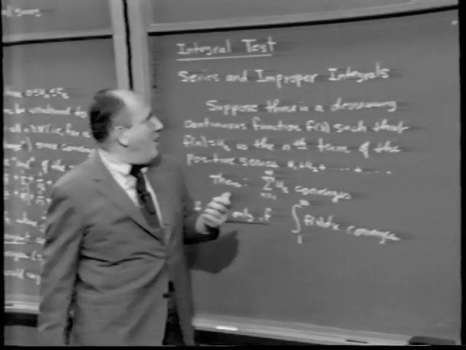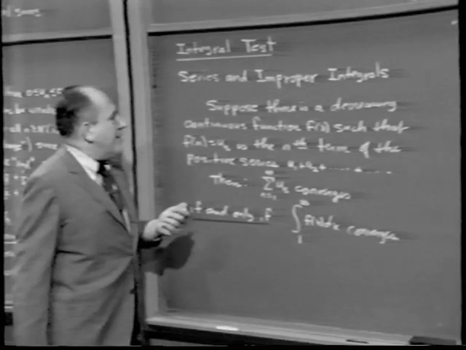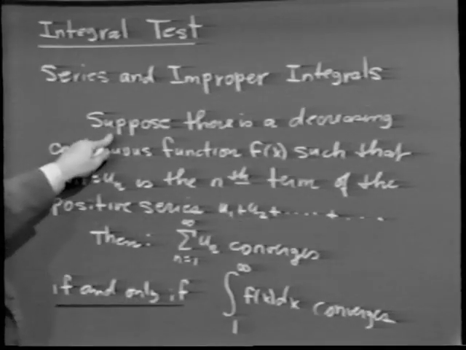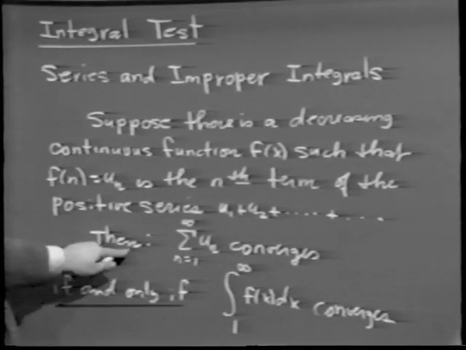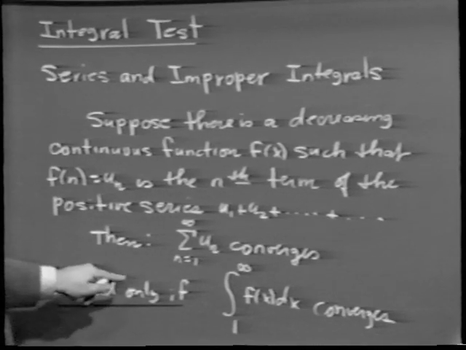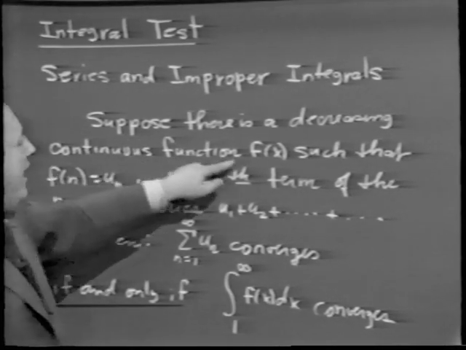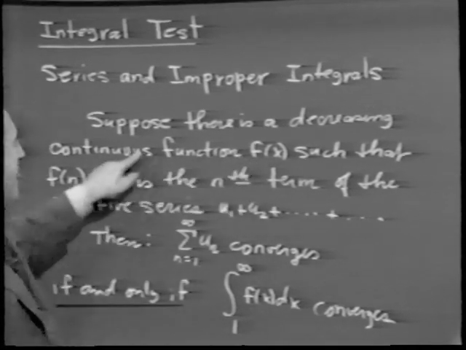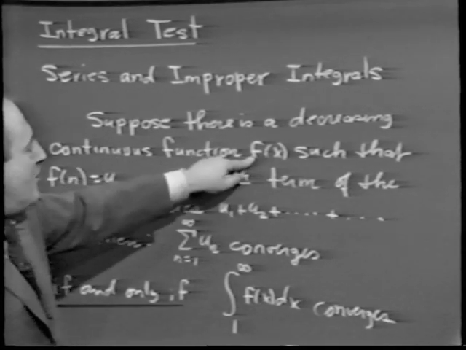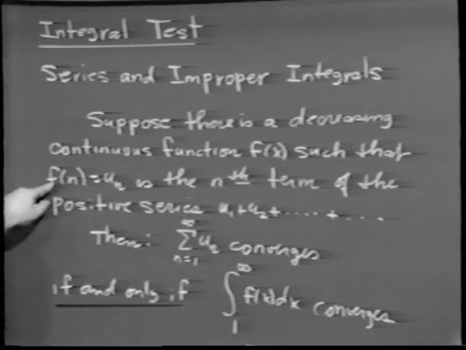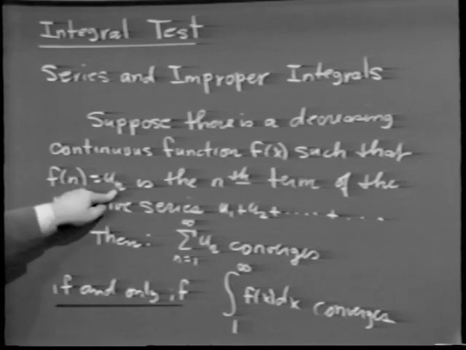And let me show you, first of all, what the integral test says. I've written out the formal statement here. I'll show you pictorially what this means in a moment. But it says, suppose there is a decreasing continuous function, f of x. Notice the word continuous in here. That guarantees that we can integrate f of x, such that f evaluated at each integral value of x, say x equals n, is u sub n.